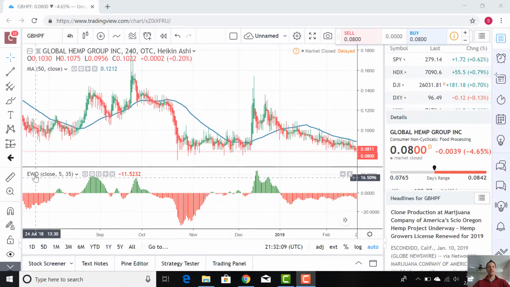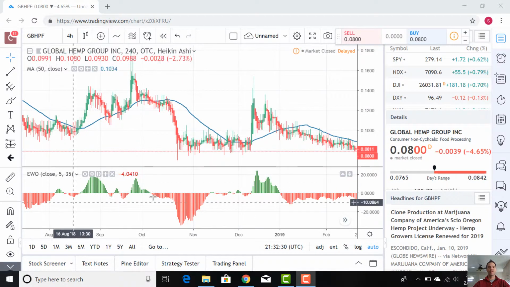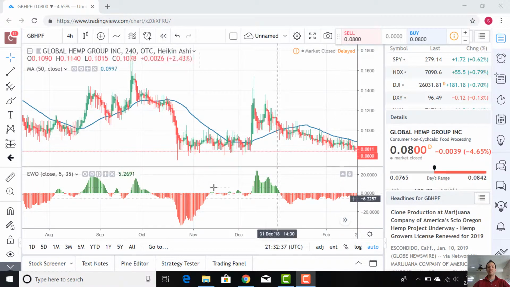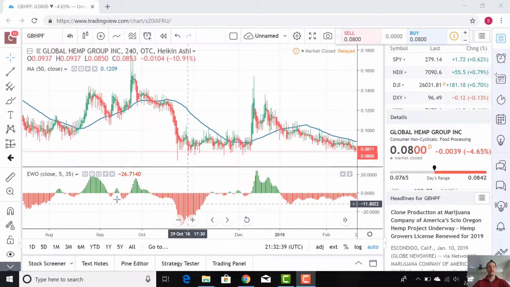And below we have EWO, and this is the Elliott Wave Oscillator. So the Elliott Wave Oscillator is actually the difference between two different moving averages. The first one is a 5 period, and the second one is a 35 period. So the moving average of the 5 period at close minus the moving average of the 35 period is what gives us the Elliott Wave Oscillator. And you can see it's represented as above 0, positive, shown in green, and below, shown in red.